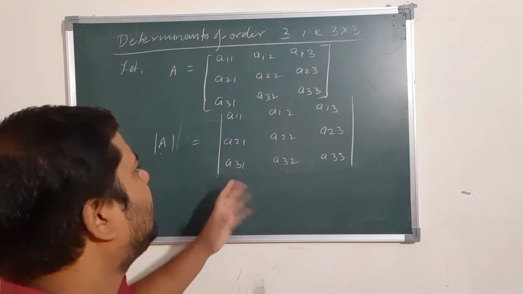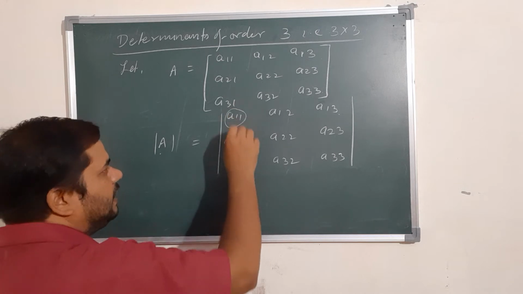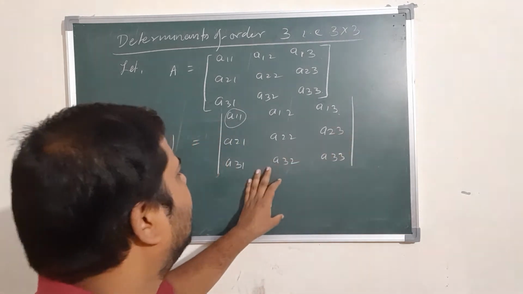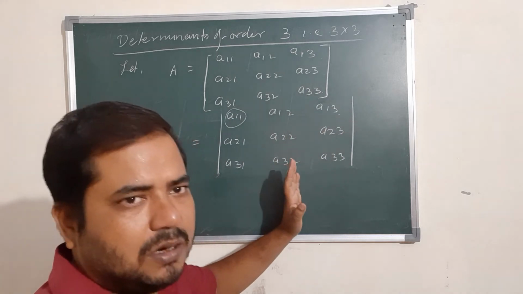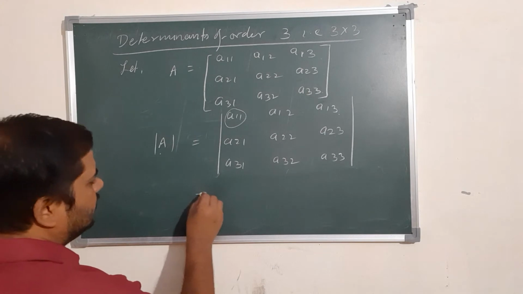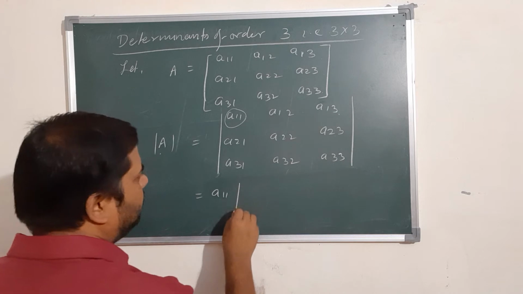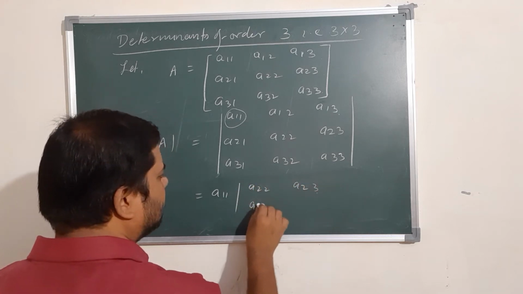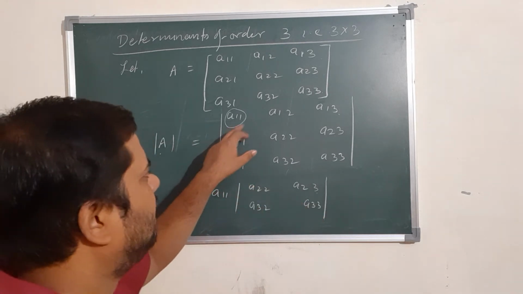So simply, consider that particular element A11, then deleting that particular row and that particular column, we will get a determinant of order less than 3, that is 1 less than 3, that means order 2, and the expansion you know very well. So A11, then deleting this particular row and this particular column, you will get A22, A23, A32, A33. This is the plus and this is the minus.